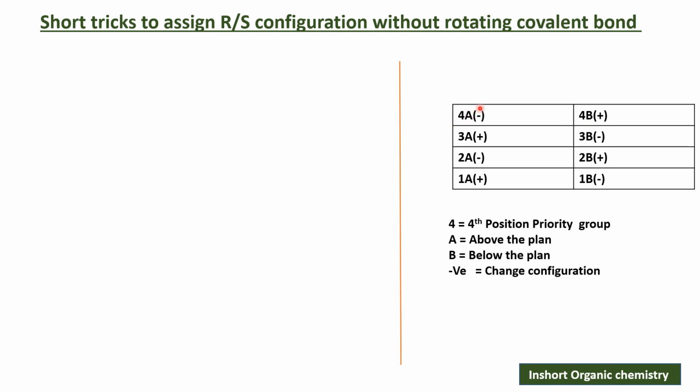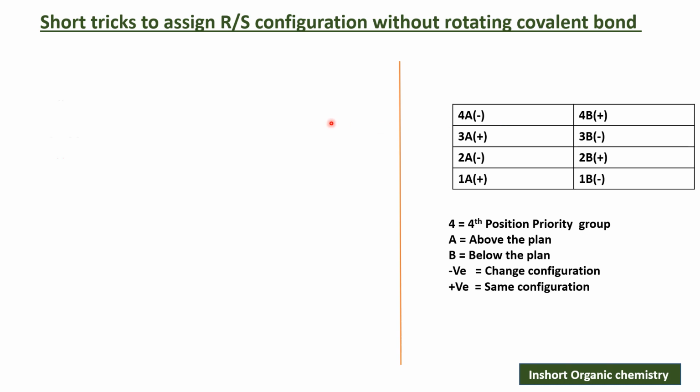A negative sign indicates you change the configuration, and a positive sign indicates you keep the same configuration, or retain the configuration. If you see the table, the only difference is the sign. This is the fourth group above the plane, and there is the fourth group below the plane. Similarly, third group above the plane, third group below the plane. But here the sign is reversed. So if you remember one value of this table, like 4B minus, we can remember the full table.